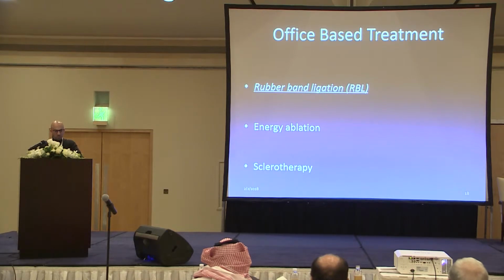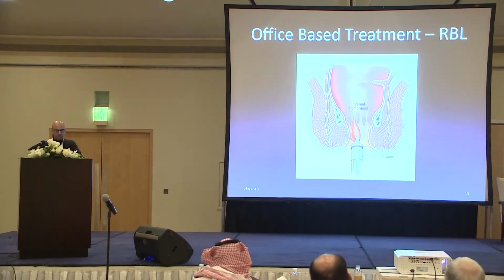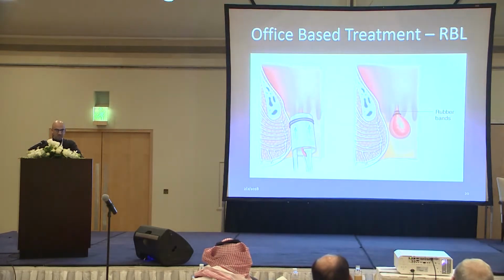Let's start with the most common office-based treatment that we do in the clinic. We have a couple of options: rubber band ligation, energy ablation, and sclerotherapy. Let's start with the rubber band ligation. The rubber band ligation is applied to the internal hemorrhoids, which are located above the dentate line. Usually the internal hemorrhoid pedicle is grasped, and then with the applicator we apply the rubber band to the base of the hemorrhoid.